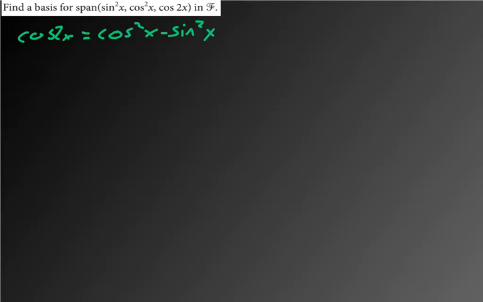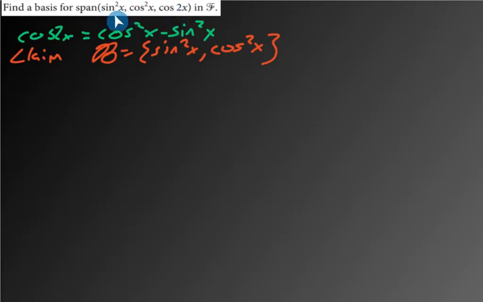So right off the bat, you can see that there's some dependence going on, right? This vector can be defined in terms of a linear combo of these, so we can't have all three in here be a basis. So I'm going to make the claim that the basis is actually just sine squared x and cosine squared x. Basically, I'm going to take that out, and then these still have to span that because this was defined in terms of these, and so if these can be shown to be linearly independent, then I've got it, right?